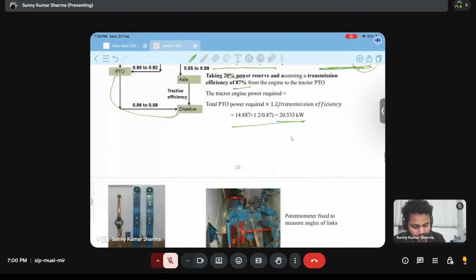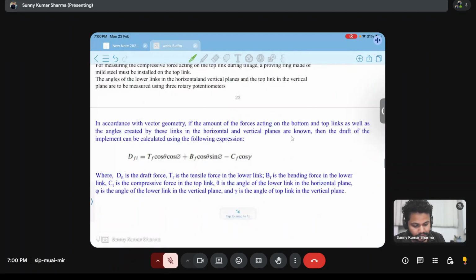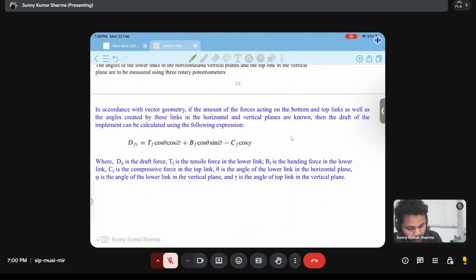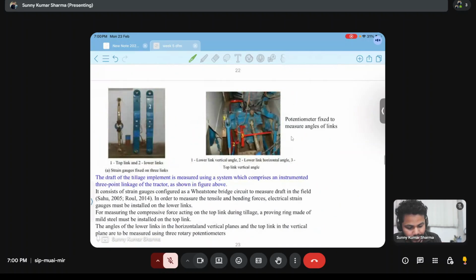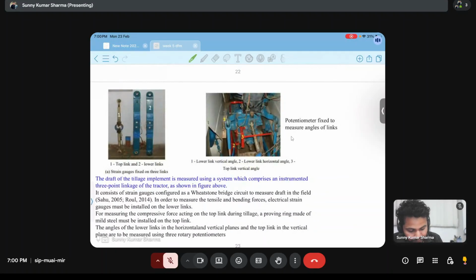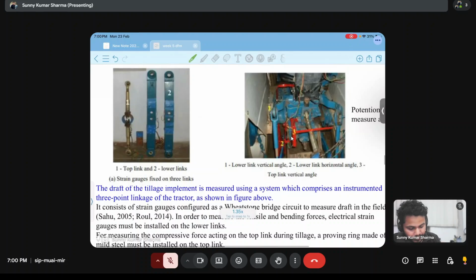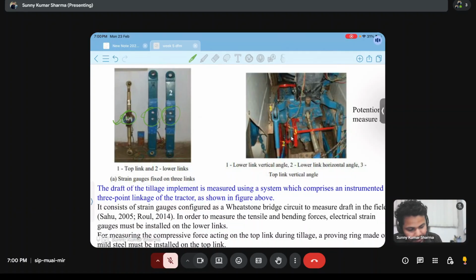One more thing is there: how do we calculate the draft of the implement? The 3 point linkage is there. In the sensing unit, we have a strain gauge attached here. This is the top link and these are the two lower links. Everywhere we can get what is the compression or tensile force acting with the help of this strain gauge.